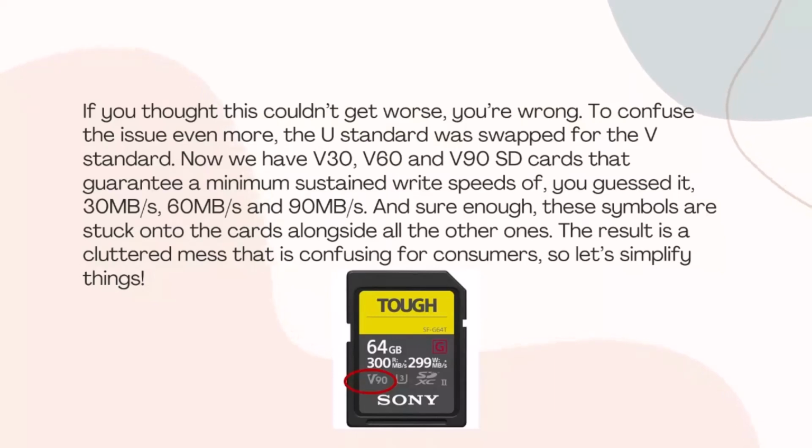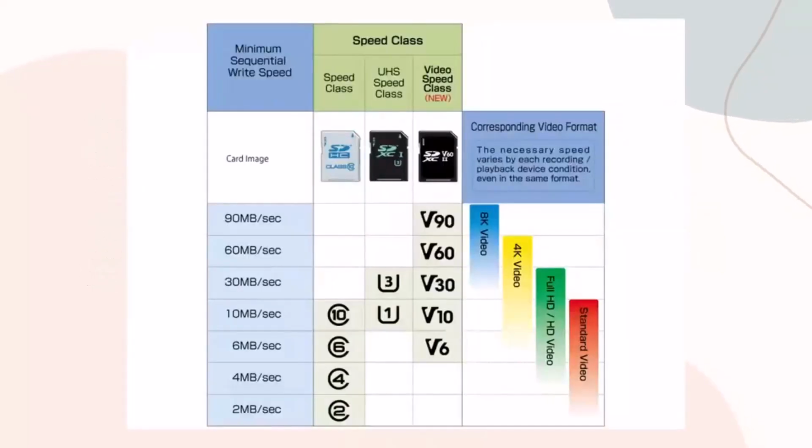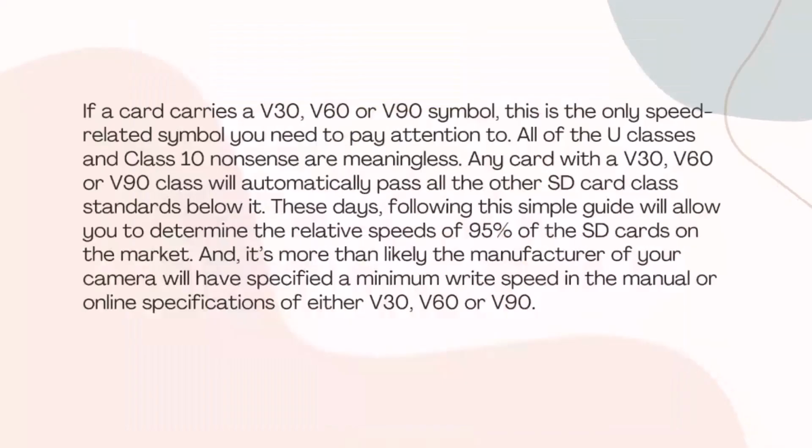So let's simplify things. Here's a chart that helps you. If a card carries a V30, a V60, or V90 symbol, this is the only speed-related symbol you need to pay attention to. All of the U classes and Class 10 nonsense are meaningless.